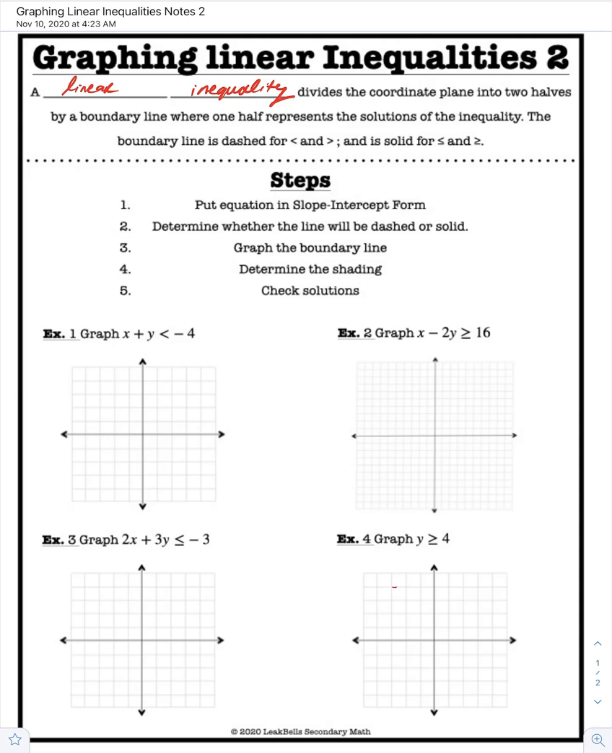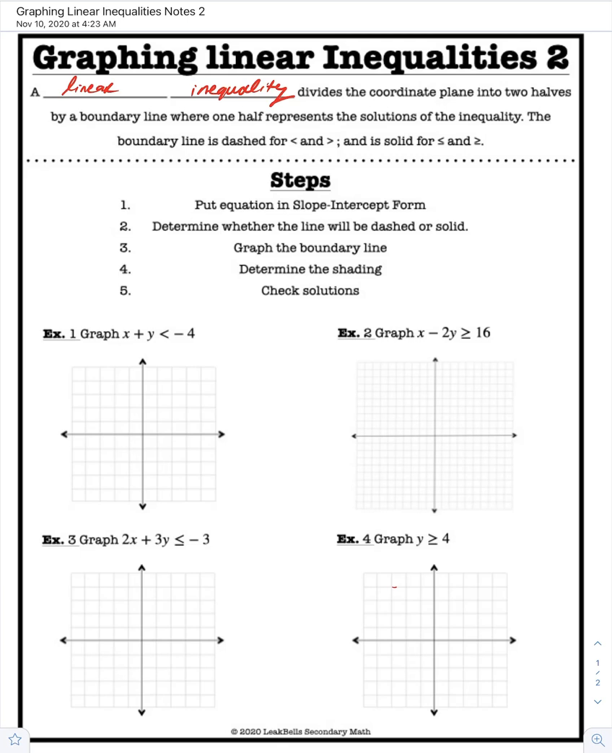So I've added an extra step for what we need to do in order to graph this. All right, note before, we already know how to plot the y-intercept and the slope based off of slope-intercept form. So the first step is we need to turn these equations that look like standard form into slope-intercept form. All right, and then determine whether the line will be dashed or solid. Graph the boundary line, determine the shading, and then check the solutions.